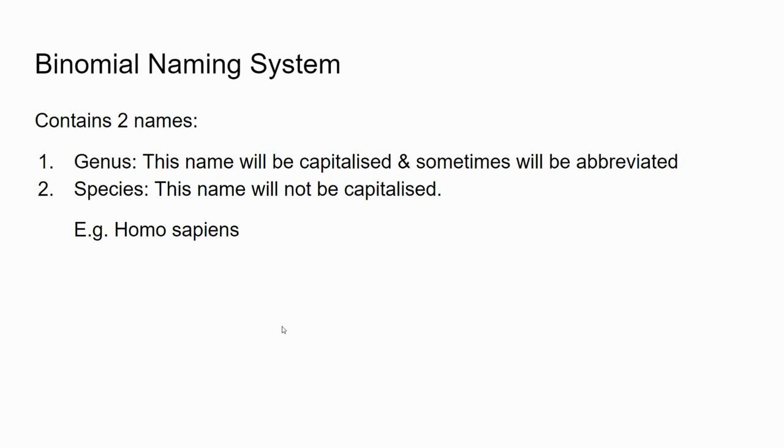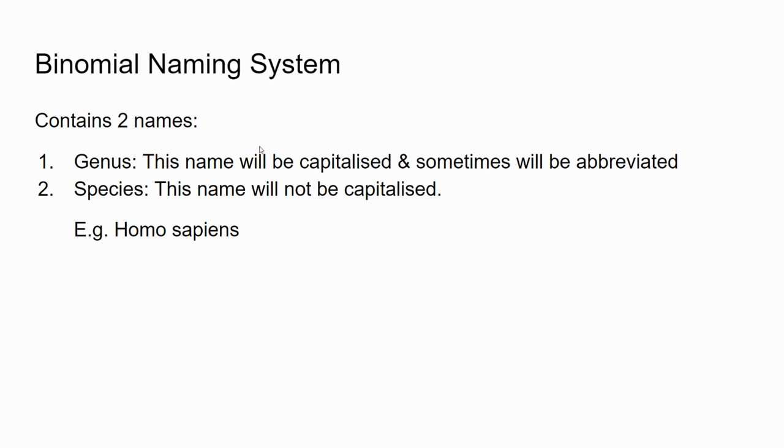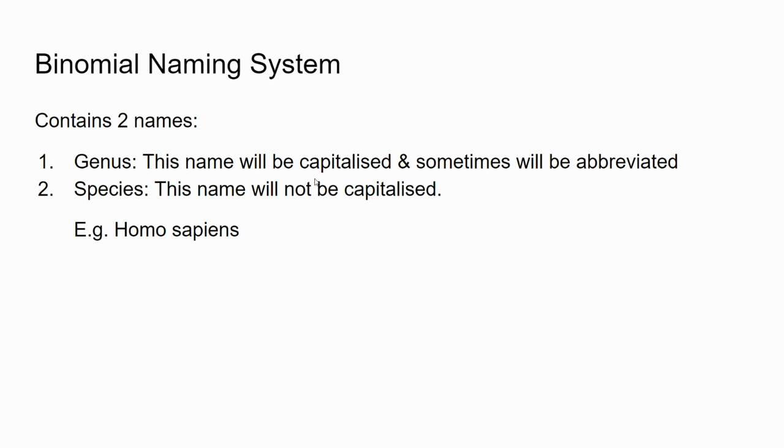Now we're moving on to the binomial naming system, which is an international scientific way of naming an organism. The first name will be the genus. We go back to this example here: we belong to the hominids, or the Homo. This name will be capitalized and sometimes abbreviated. The second name is the species name, and we're called sapiens. Going back here, it's sapiens, and this name will not be capitalized.